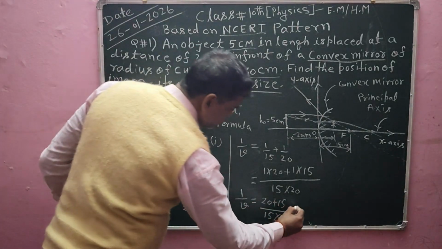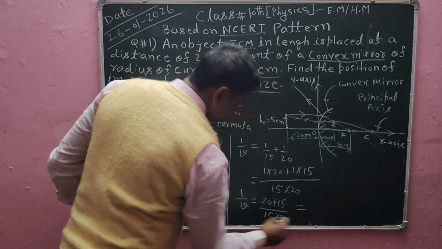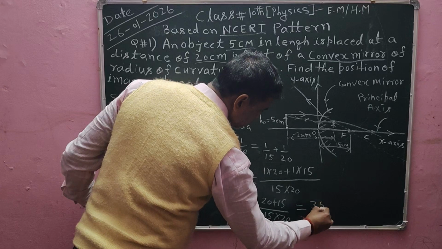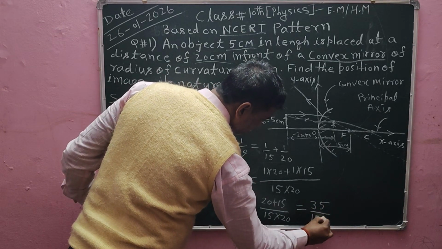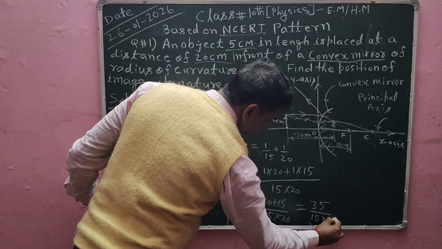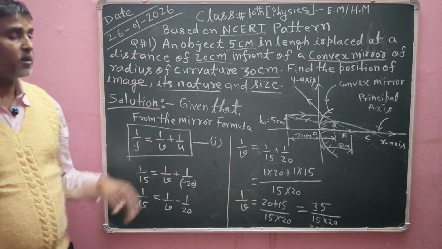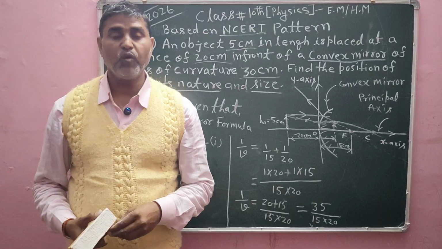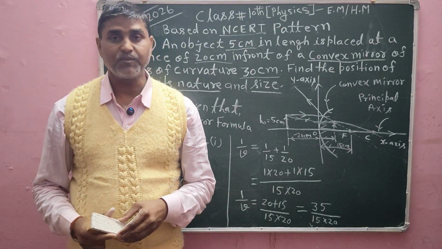So further I can put here 15 plus 20, that will be 35, divided by 15 into 20. I can write here properly. Okay, now all this information I will also translate into Hindi, so students who are reading in Hindi medium can also understand this concept in detail.